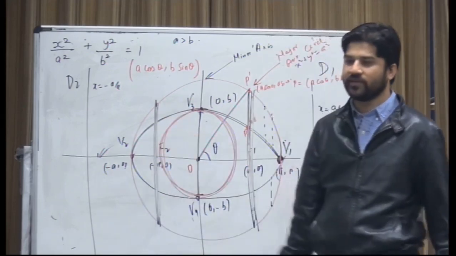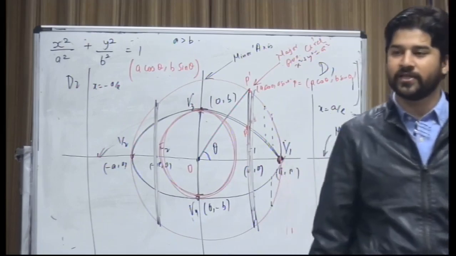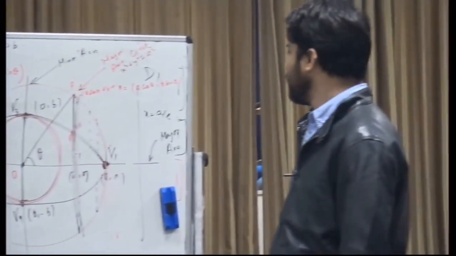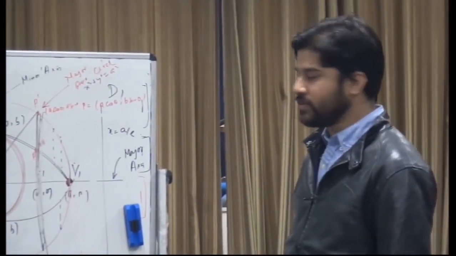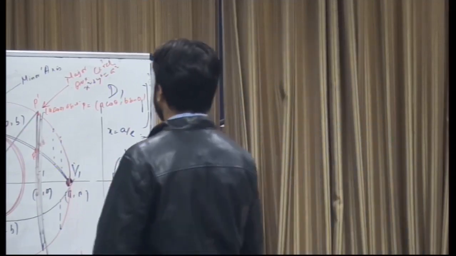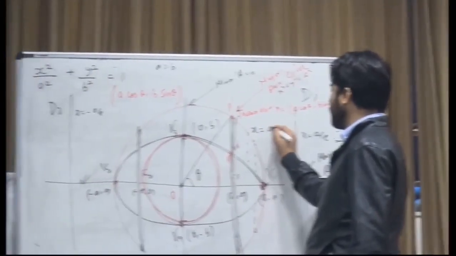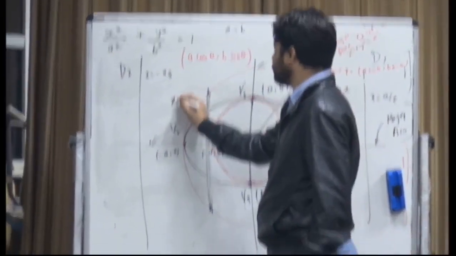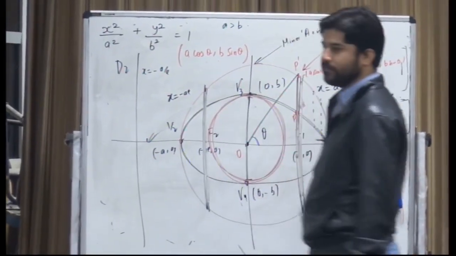What should be the equation of latus rectum? कहाँ से पास कर रहा है? AE, 0 और माइनस AE, 0. तो क्या होगा इसका इक्वेशन? x is equal to AE and x is equal to minus AE. Okay.